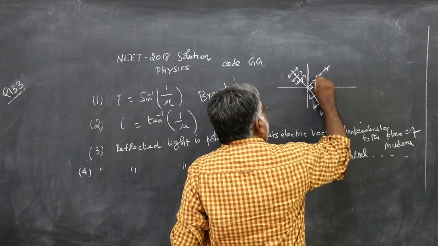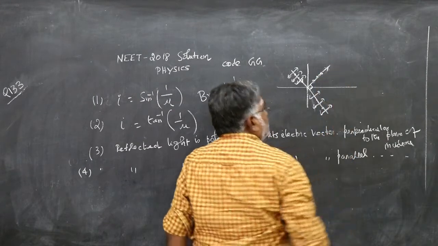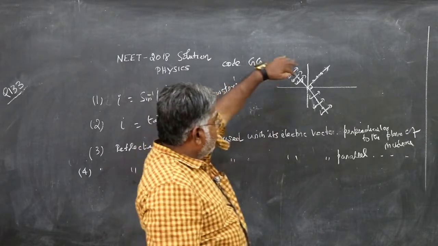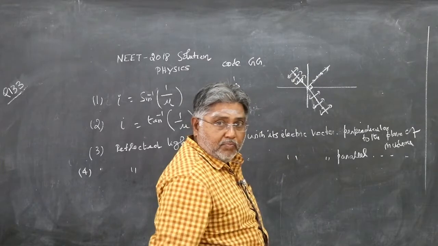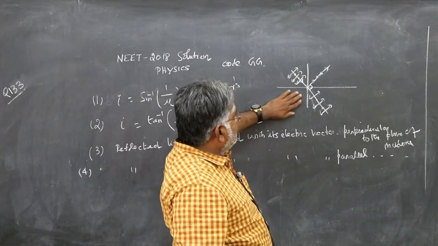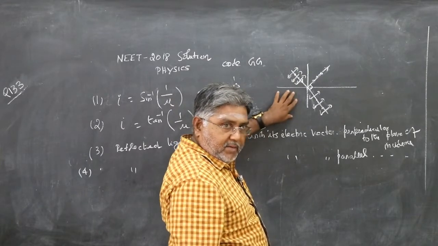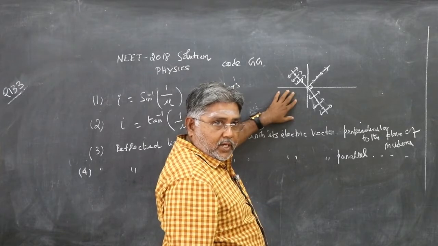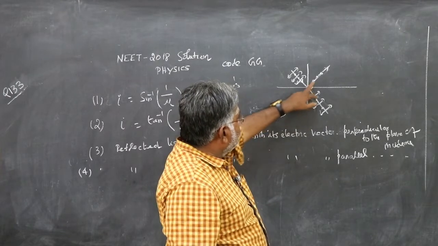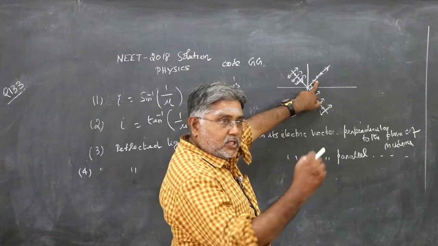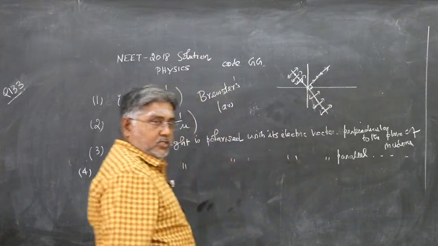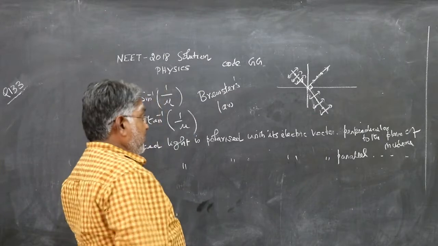This will be completely polarized, with the electric field vector perpendicular to the plane. The dots indicate the vectors perpendicular to the plane of incidence. The plane of incidence you can consider to be the plane of the diagram here. So this is only completely polarized, with electric vectors perpendicular to the plane of incidence, which is perpendicular to the plane of the diagram.